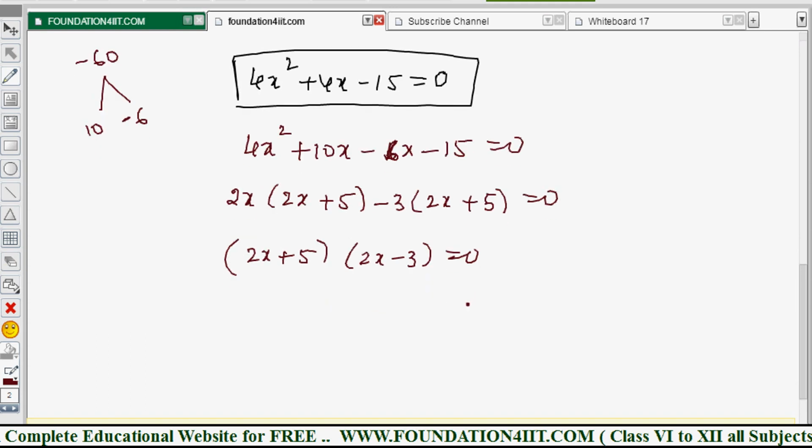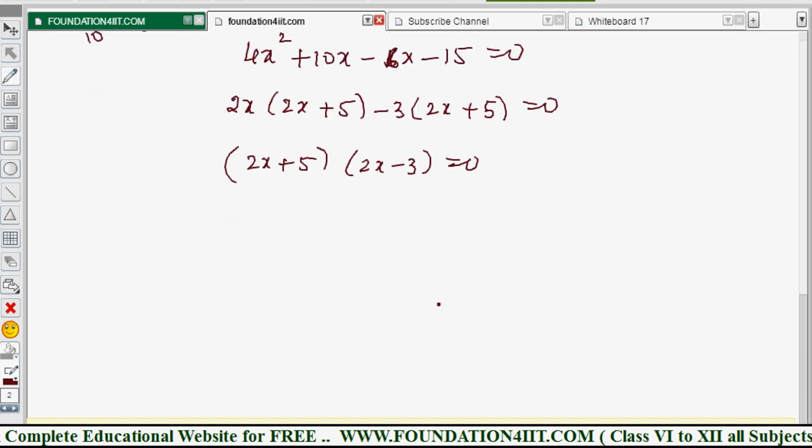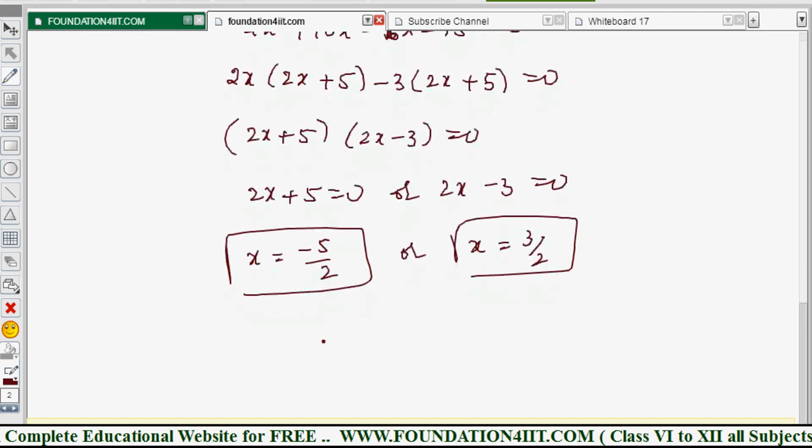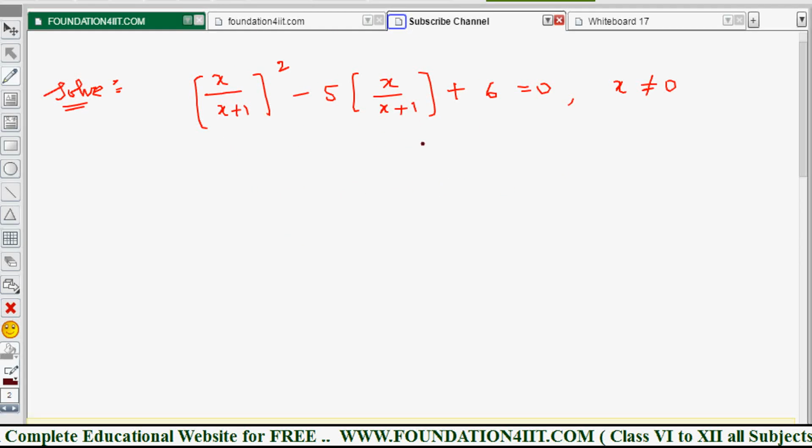By applying the zero product rule, you'll get 2x plus 5 is equal to 0 or 2x minus 3 is equal to 0. Then x is equal to minus 5 by 2. So that I did here: 2x is minus 5, so x is minus 5 by 2, or x is equal to 3 by 2. So the solution set is minus 5 by 2 comma 3 by 2. You can write it down. Let me show the next sum.